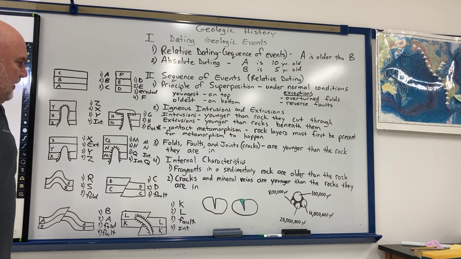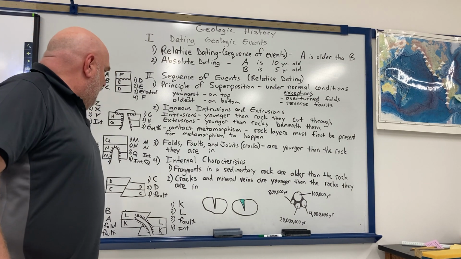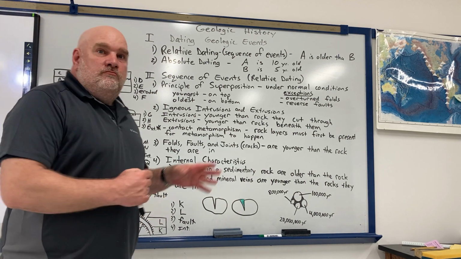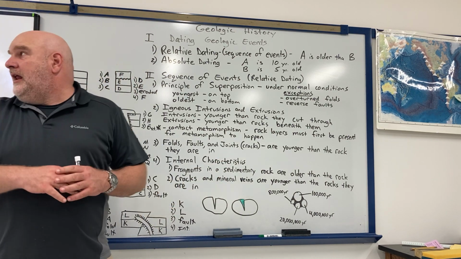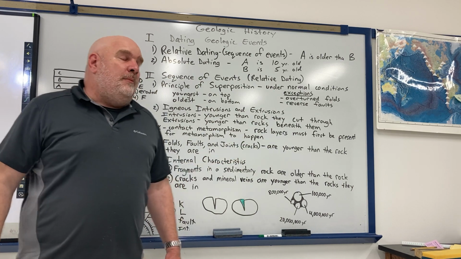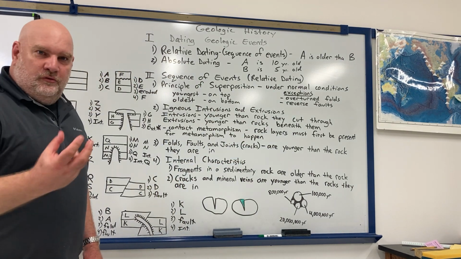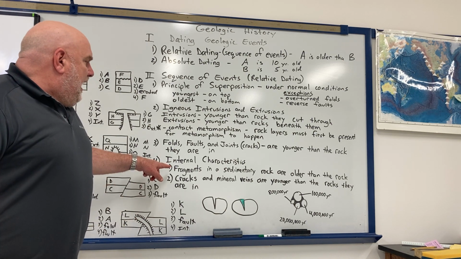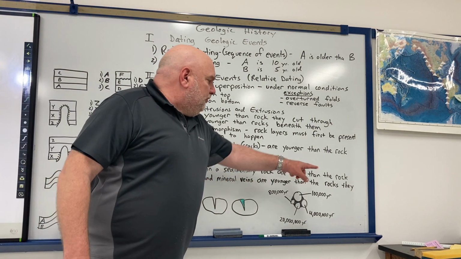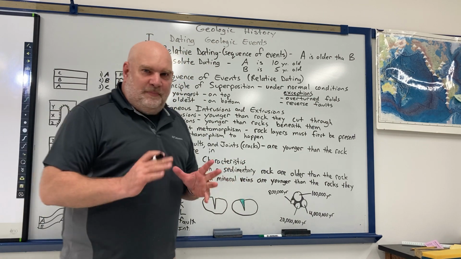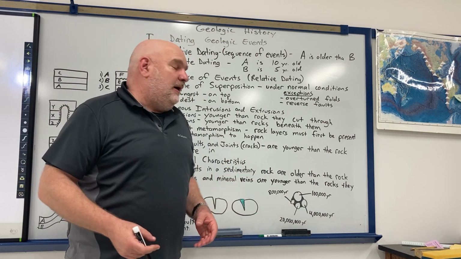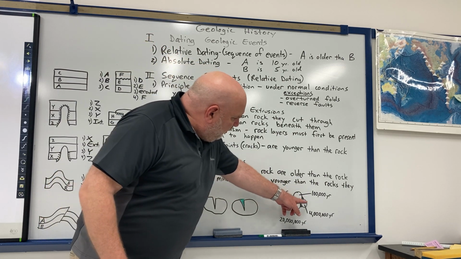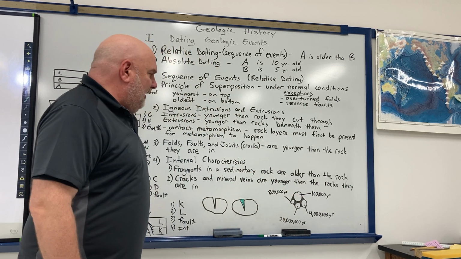Now, the last thing we'll mention here are some internal characteristics. What I mean by that is most of the things we've looked at so far are on a grand scale. You can also have a sequence of events for small hand-sized specimens as well. Fragments in a sedimentary rock are older than the rock. So let's say I have a piece of sedimentary rock, a piece of conglomerate. Conglomerate is made out of pebbles cemented together. So here are my four pebbles cemented together to make a piece of conglomerate.